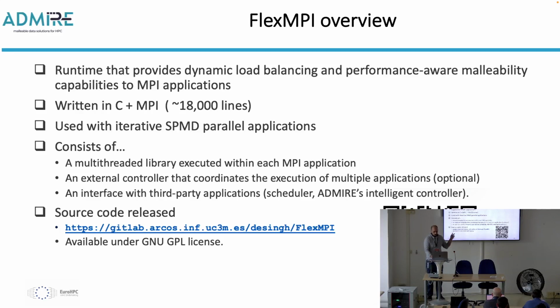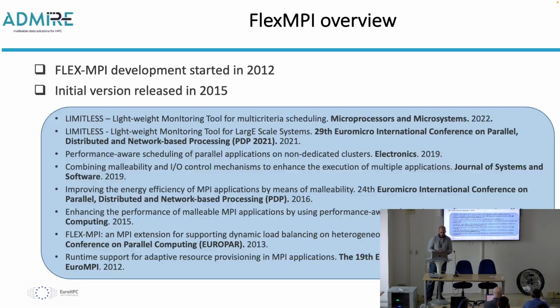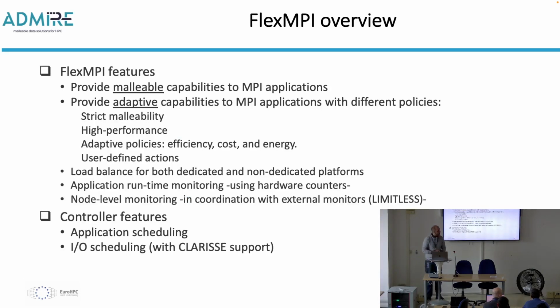However, note that this version is not the Admire version of FlexMPI. We are developing new features, so this version just spawns and shrinks the application processes, but does not integrate Slurm and other components from this project. This is an evolution of FlexMPI since we started it in 2012. It is just something historical. So, FlexMPI provides malleable and adaptive capabilities because it allows applications to reconfigure themselves at runtime.